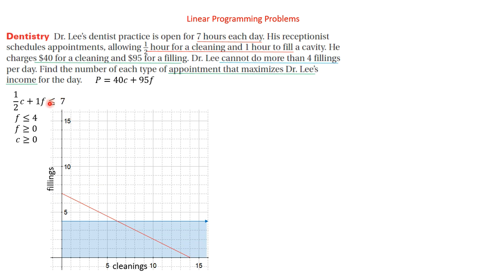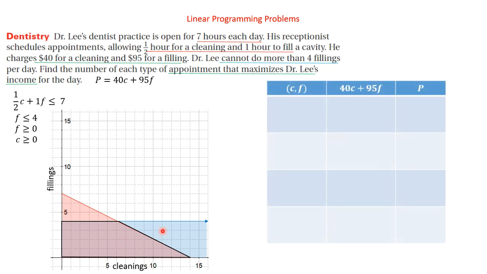And then less than that, 0, 0 works because, yes, he could do 0 cavities, 0 fillings. That will most likely not be his maximum, though. And so we have this area here is the overlapping area. This is our feasible region. So we just need to pick our vertices and then plug them in.